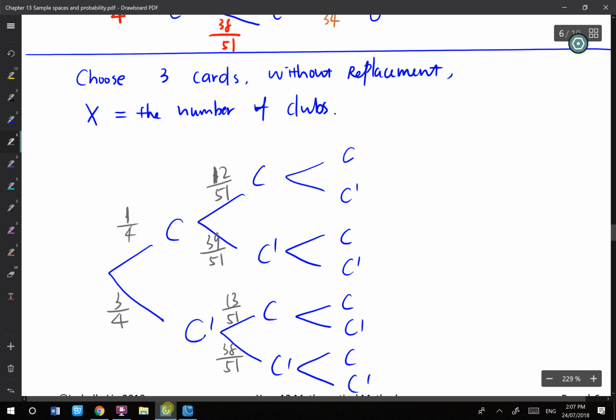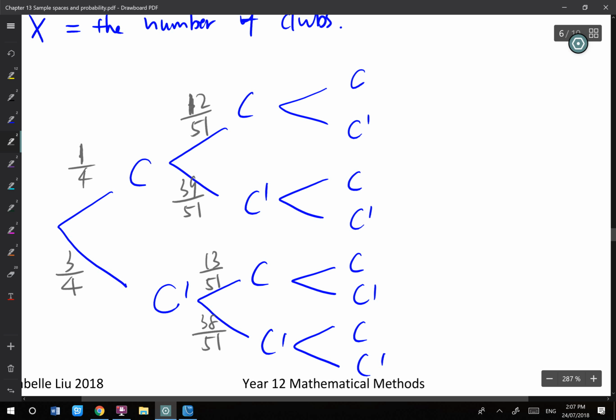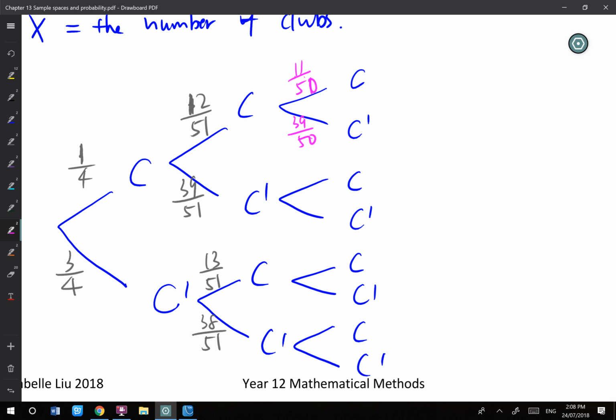Okay, what's the probability here? 2 has been chosen already. What's the probability here? Okay, here, 50. Here, 39 over 50. Do you want to keep going with it? How long you might need? That's only 3 selections.